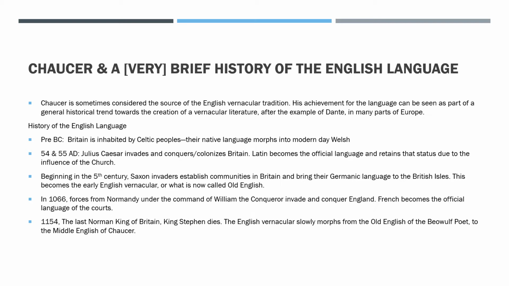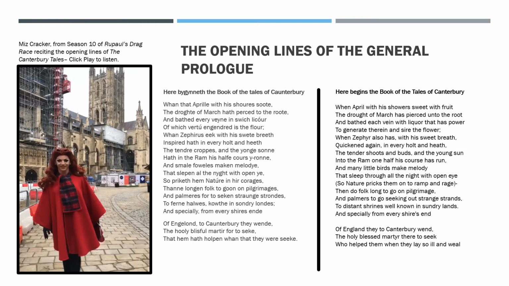So then in 1154, the last Norman king of Britain dies, and the English vernacular, that Old English, slowly morphs into the Middle English of Chaucer, which is kind of recognizable to us today with a little bit of help, and I'm going to show you a little example of that in the next slide. Okay, so I've included here the opening lines of the general prologue of the Canterbury Tales. This is the very beginning of the book, and I have them on the left in Chaucer's Middle English, and on the right, the modern translation.